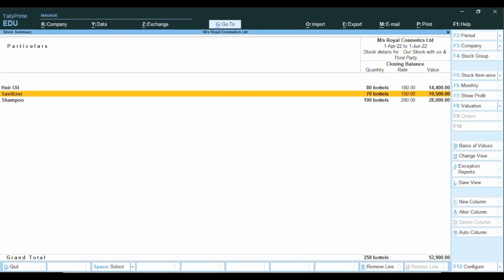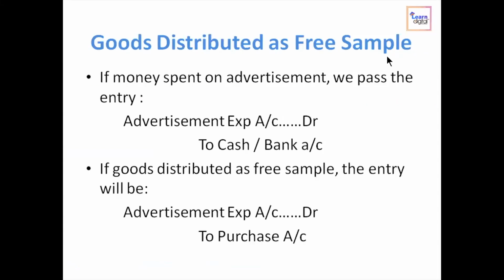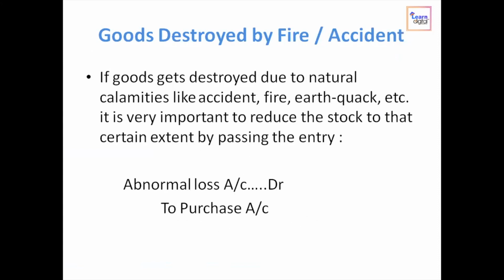So this is how, if the goods are distributed as free sample, we use purchase ledger on the credit side to reduce the stock to the extent of the amount spent for advertisement. That is, the cost of goods used for advertisement purposes can be adjusted through purchase ledger. In the same way, there is one more example where we need a special type of stock adjustment entry through purchase ledger.